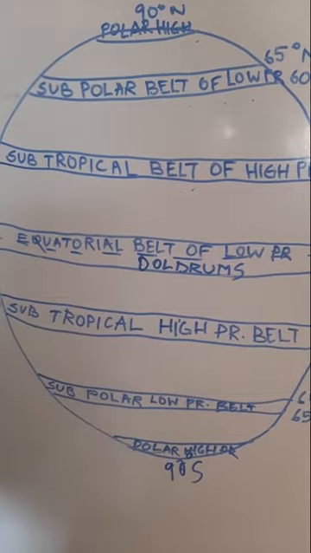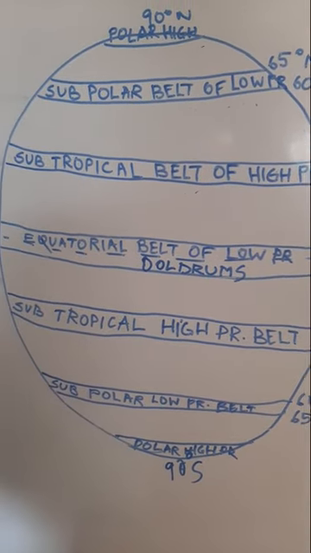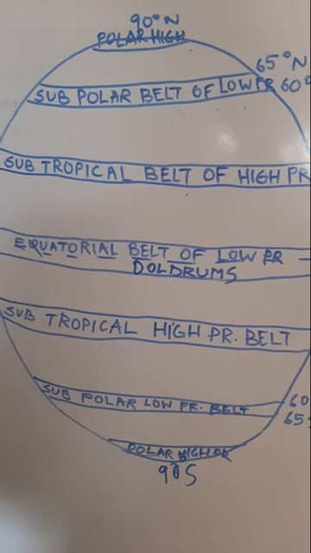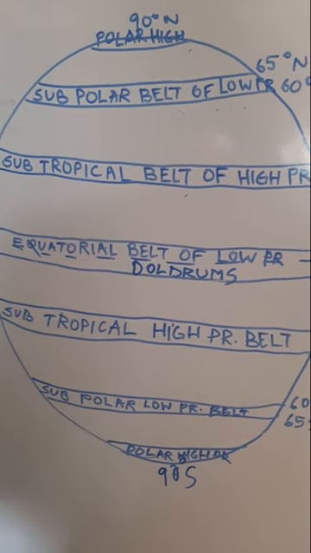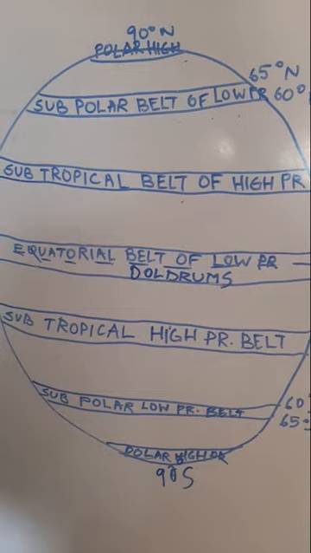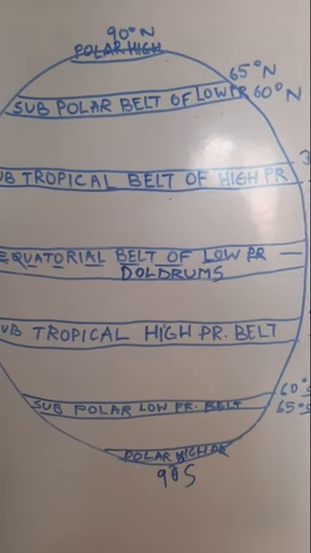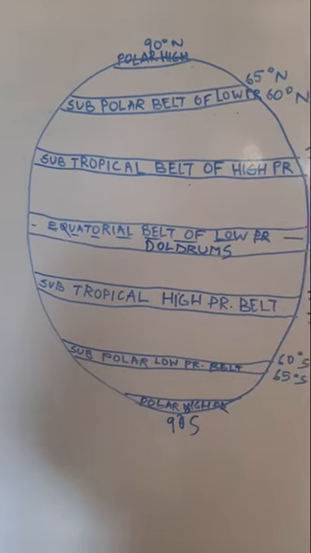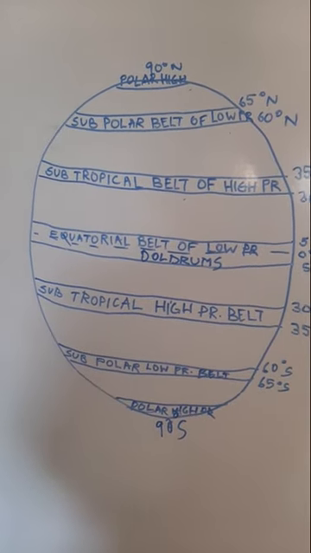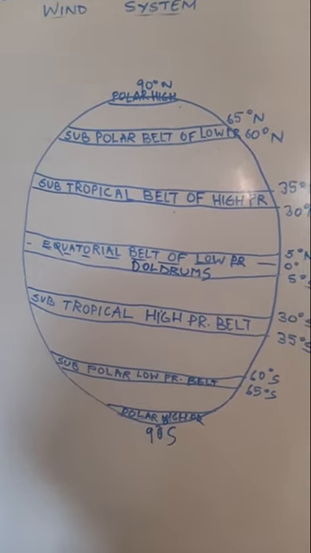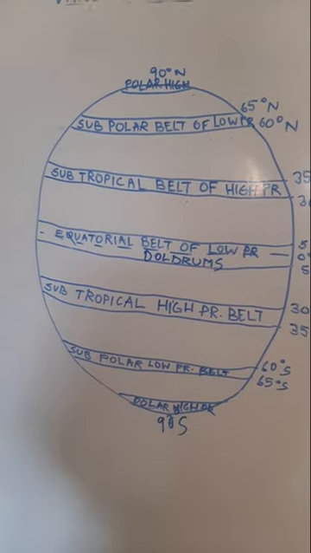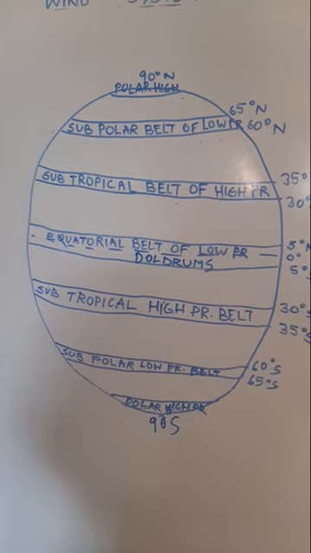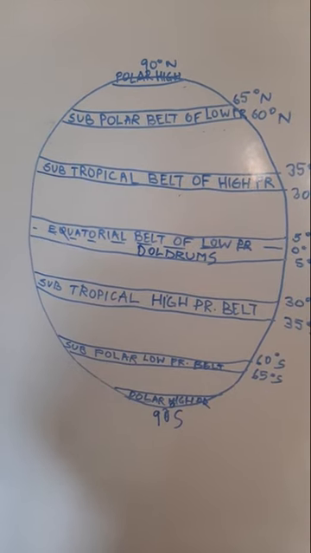So I have told you about the pressure belts. Now let us draw the wind system. These are the permanent wind systems, and they are known as the planetary wind system. These wind systems are very important because they are the main controllers of the climate of our country and also of the world. So let us draw the wind system on the earth.